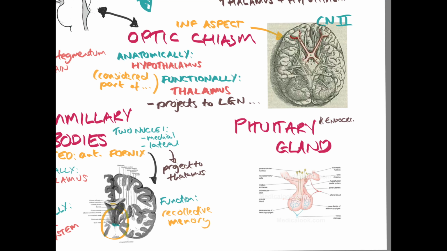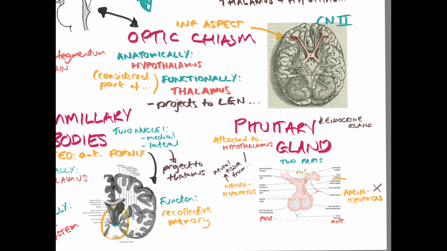Here's a picture, and as the name suggests, the pituitary gland is part of the endocrine system. It's attached to the hypothalamus and has two parts. The adenohypophysis is located anteriorly and is found below the optic chiasm. It doesn't contain any neurotissue, so we won't discuss it here. The neurohypophysis is located posteriorly and is comprised of neurotissue from the hypothalamus.